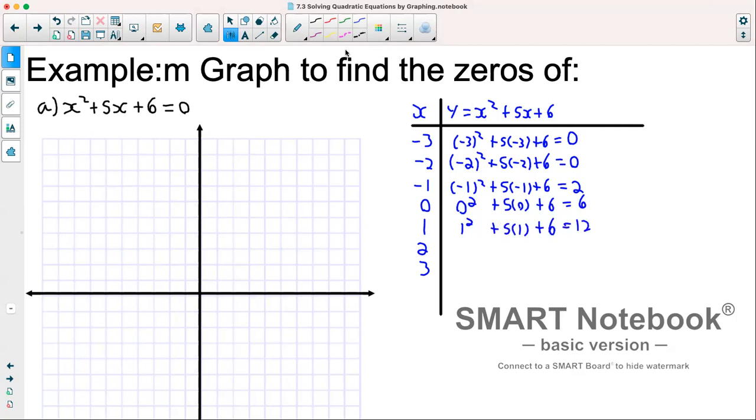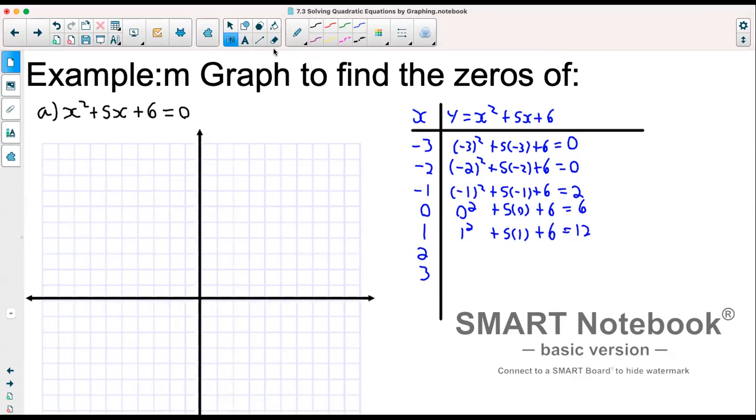We're starting to go off the graph, so we will do some more negative numbers. Let's do -4 and -5. We'd have -4 squared plus 5 times -4 plus 6. -4 squared is 16. 5 times -4 is -20. So 16 minus 20 is -4, plus 6 is 2. Next, we have -5 squared plus 5 times -5 plus 6. So that's 25 minus 25 is 0, plus 6 is 6.